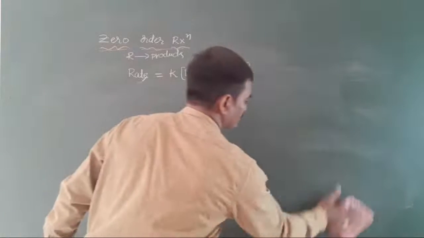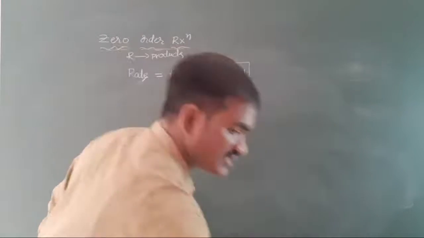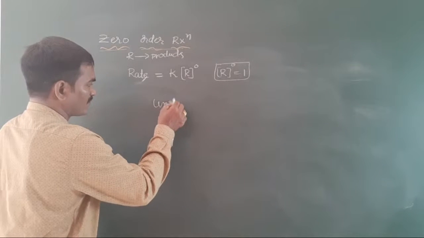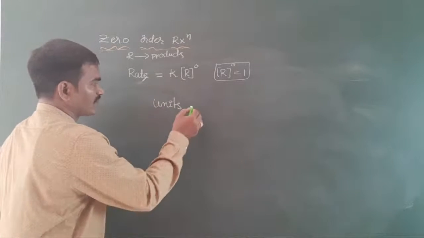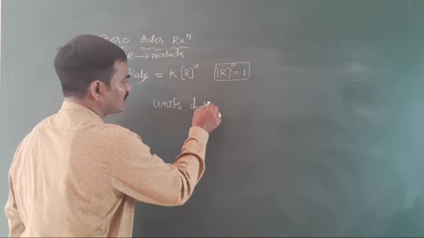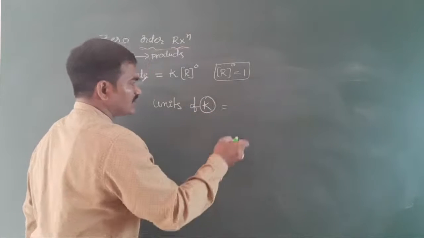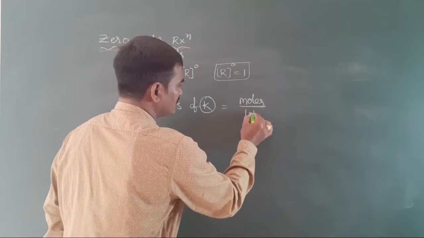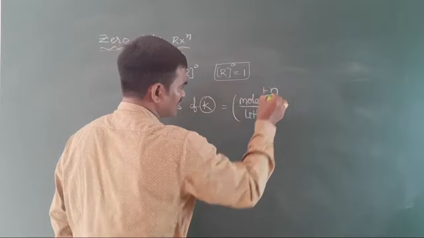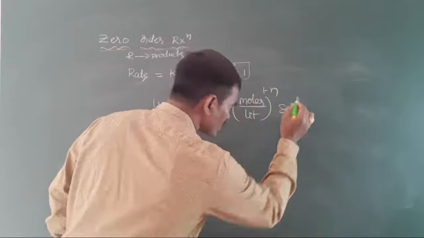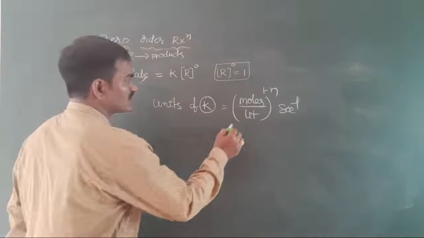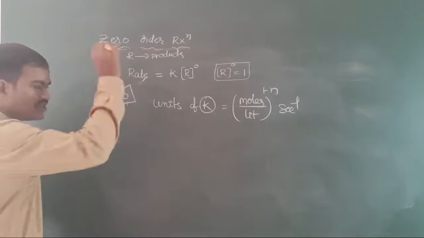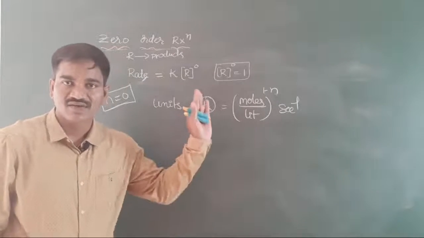one more concept here. What is that? Now, units of K. You know very well the units of K. The general units of K are moles, liter, whole power 1 minus n, second inverse. Now n is equal to what? Order. Here the order is zero order. Have you got it?